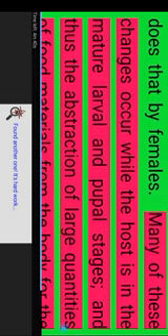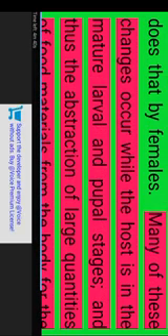Parasitism by male Strepsiptera seems to result in greater injury and causes more profound changes in the host than does that by females. Many of these changes occur while the host is in the mature larval and pupal stages, and thus the abstraction of large quantities of food materials from the body for the production of eggs by the parasitoid female is not involved. Clausen, 1940.